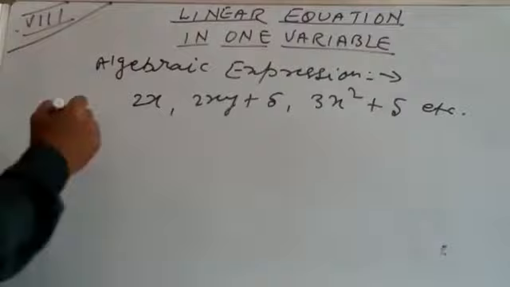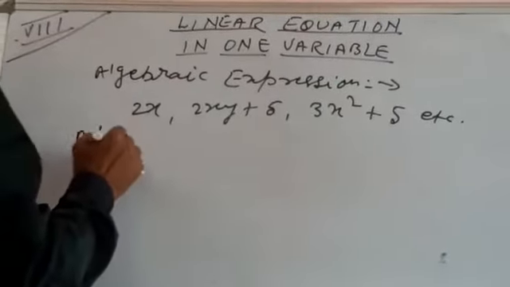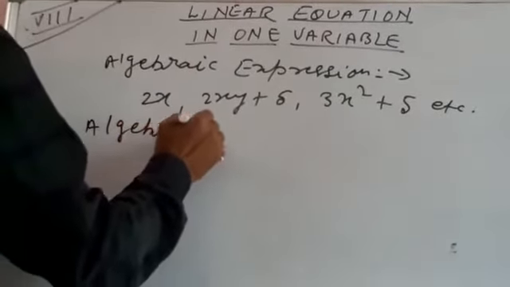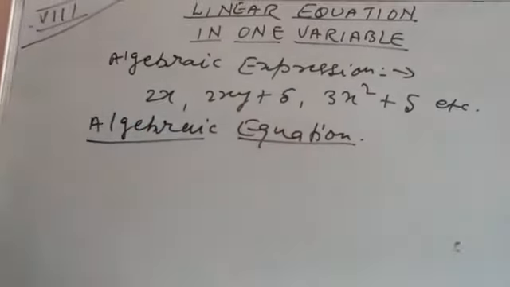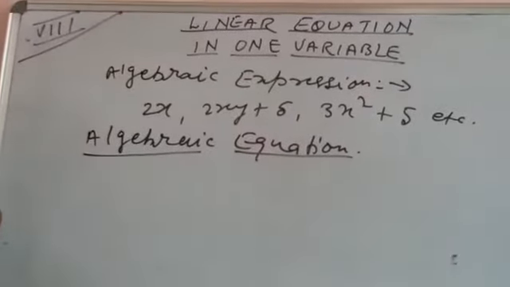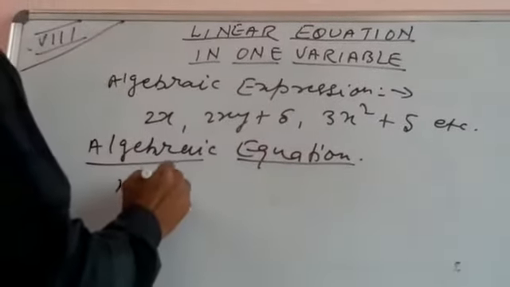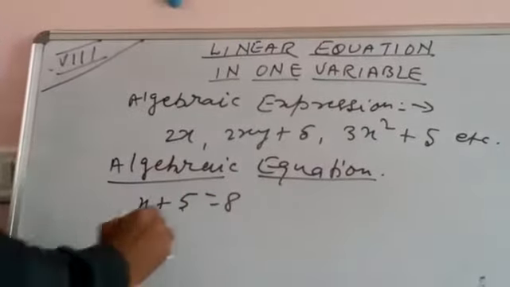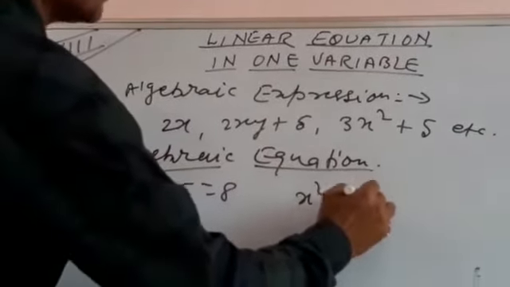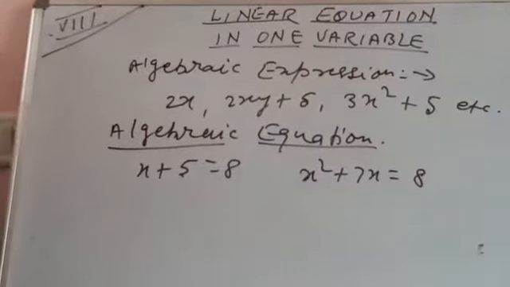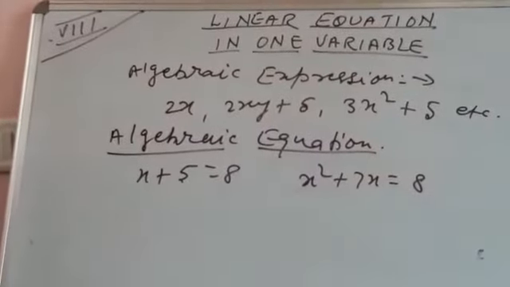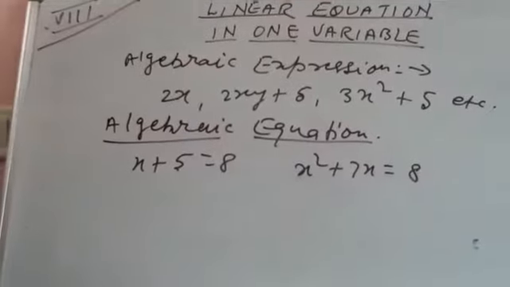Now let us have one more example, the algebraic equation. We'll tell you the conventional definition of the algebraic equation, but before then let us have a few examples. Suppose x plus 5 is equal to 8, or x square plus 7x is equal to 8. These are the algebraic equations.